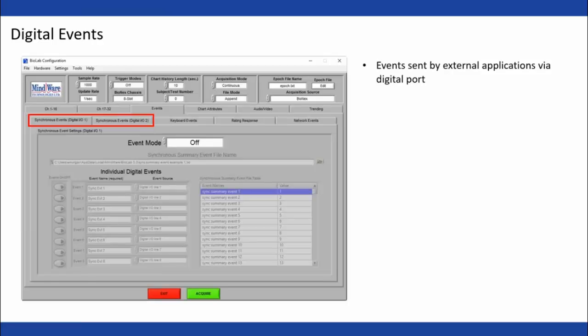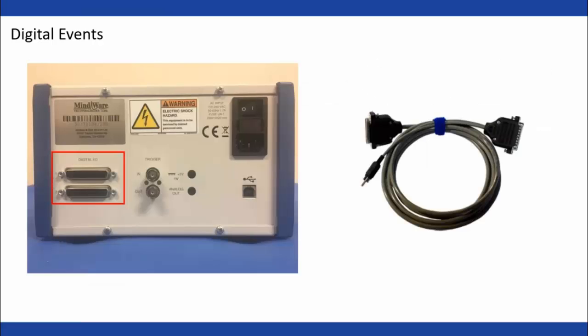Digital events are events that are sent by an external application via a digital port. Some of the applications that are capable of sending digital events include E-Prime, SuperLab, DirectRT, and MATLAB. Now, when I say digital port, I'm referring to the connection on the back of the BioNex that is labeled digital I/O, and it's this connector that links between the BioNex and the computer that's generating these digital events using our trigger cable or our event cable.